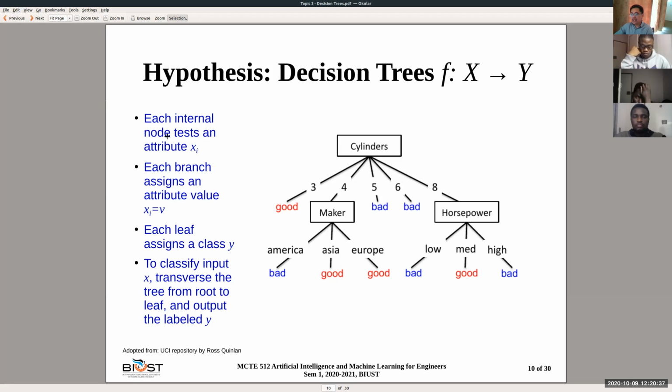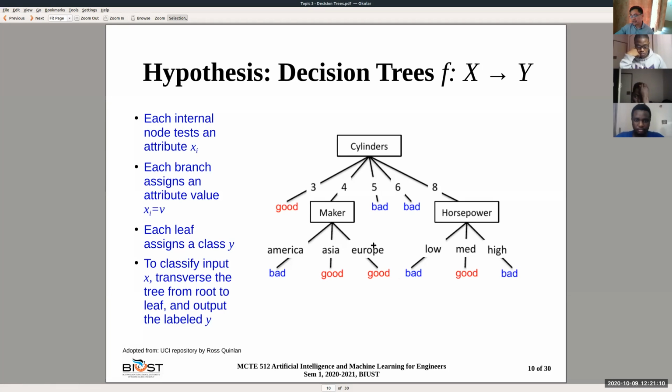In this case, each internal node tests an attribute xi. The internal nodes here are maker and horsepower. You have attribute values for the maker: America, Asia, and Europe, and for horsepower: low, medium, and high. So each branch is an assignment of the attribute. Sorry, this is the attribute, the maker, and the branch is the assignment of that particular attribute. So in this branch, the maker is equal to America. In this branch, the maker is equal to Asia, the country of the maker.